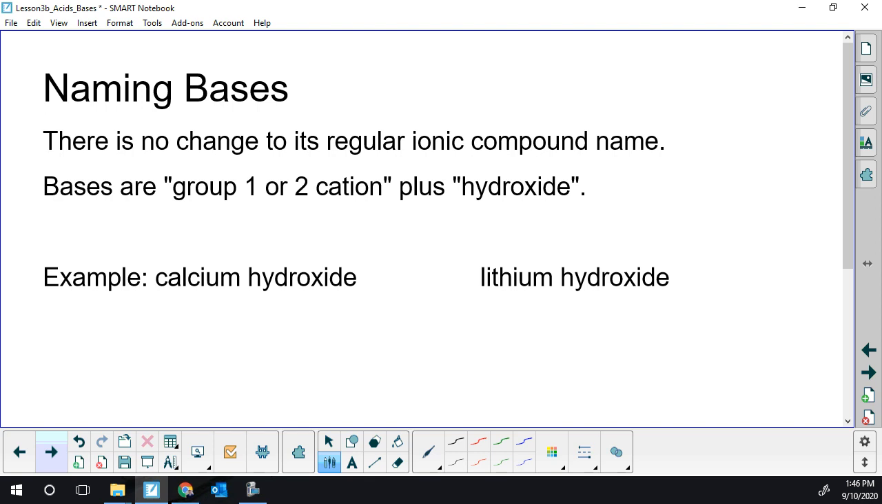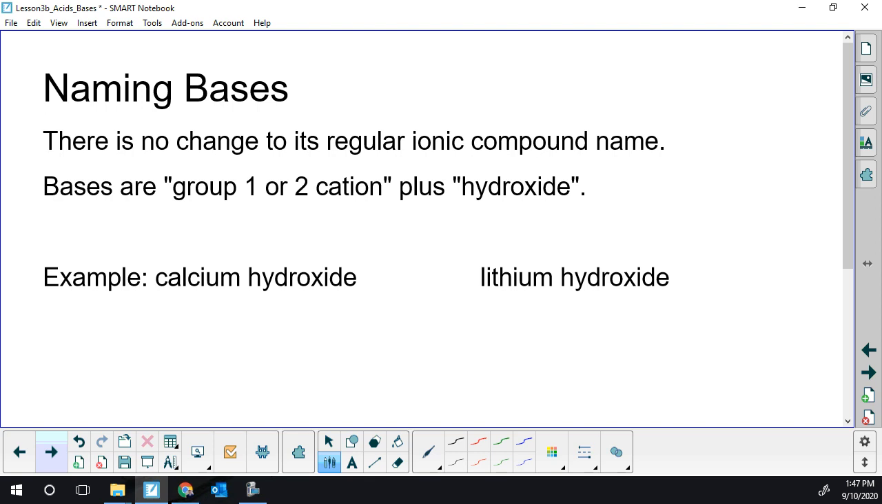There's no change in the name. We don't add anything. We don't change anything. I just want to identify where you're going to see these Arrhenius bases. They're going to be a group 1 cation plus hydroxide. So lithium, sodium, potassium, all the way down to francium, those with OH minus, or you'll see group 2s. Calcium, beryllium, magnesium with hydroxide. Those are your Arrhenius bases.